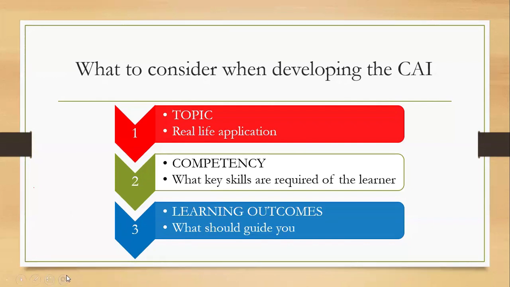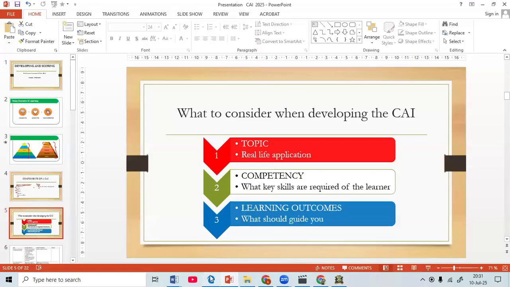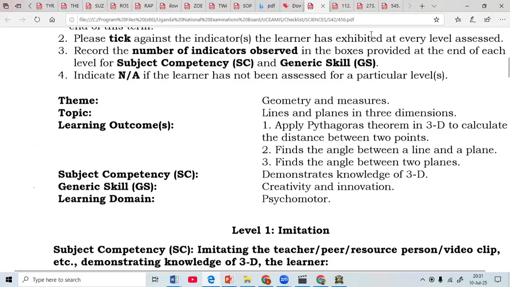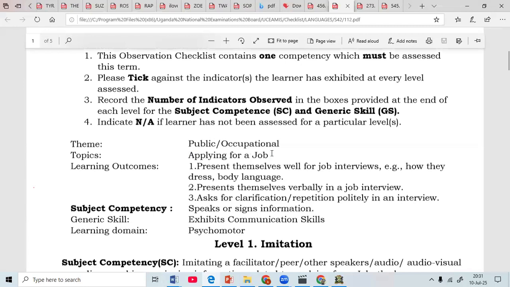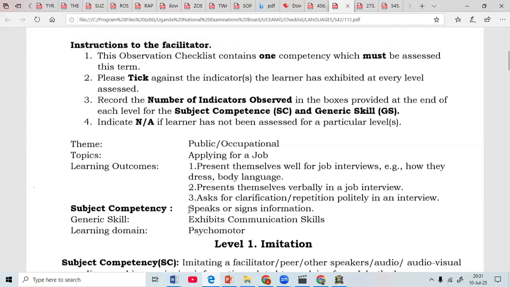Because when you look at the competency for English, it means that a topic is applying for a job. What do we want this child to be able to do? This child must be able to speak or sign information. Ask yourself, when this person has applied for the job and presented himself or herself for an interview, can he be able to speak?